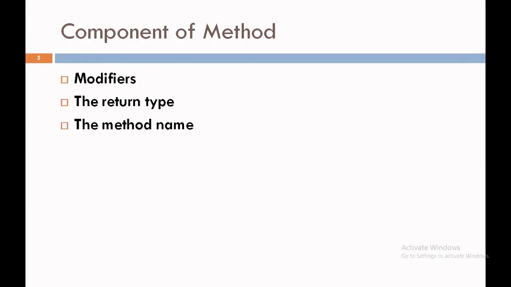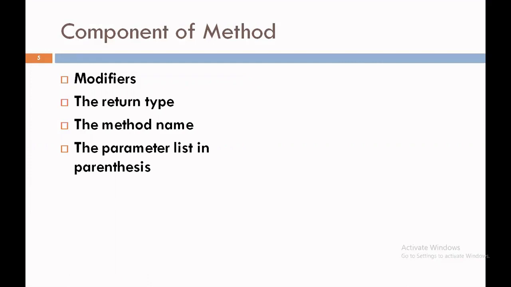The next component of a method is the method name. It is the identifier of a method. Using the name of the method, one can use that particular method. The next one is the parameter list in parentheses. It is a list of arguments.